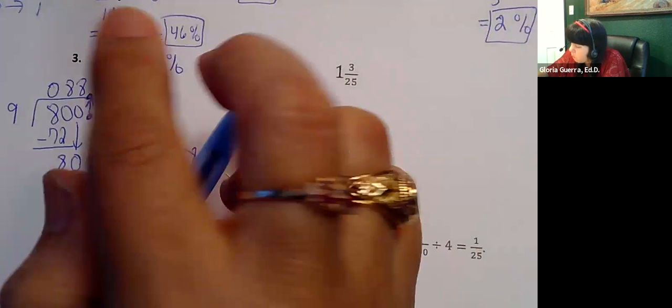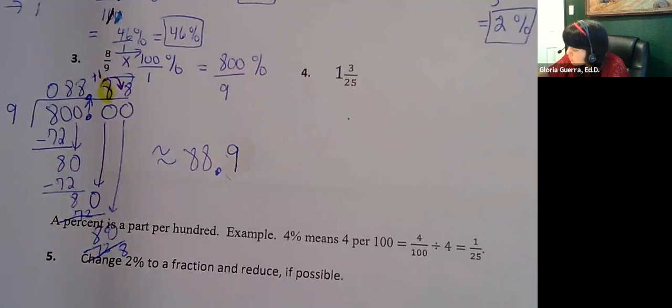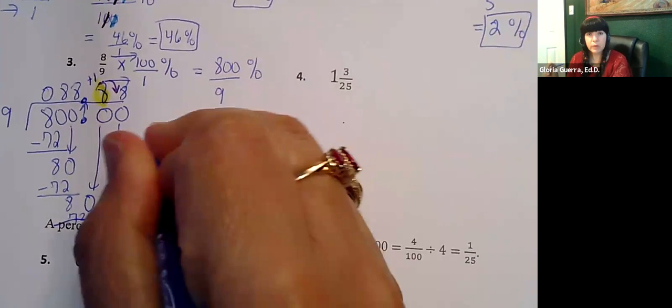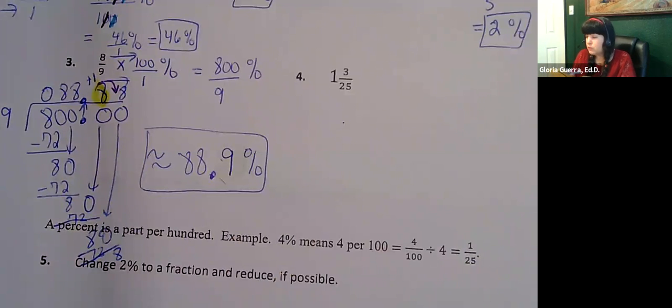So 8 plus 1 is 9. That's about 88.9. And then don't forget to insert your percent symbol. It's real easy to forget that. Okay. And you want to double check on your calculator. You can definitely do that here.